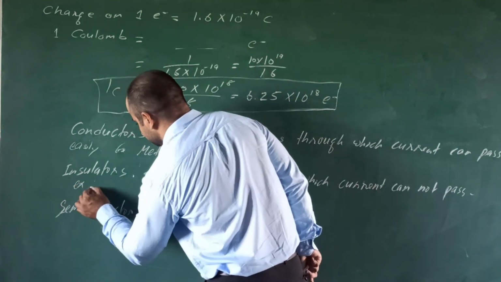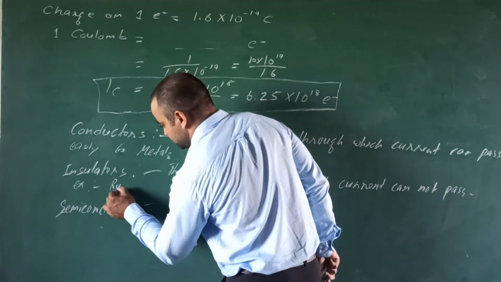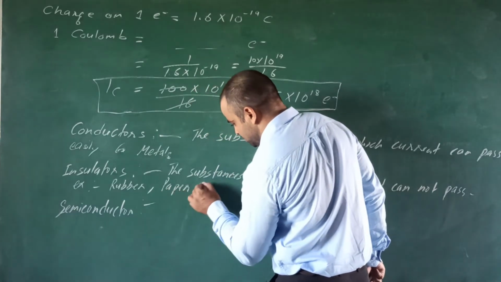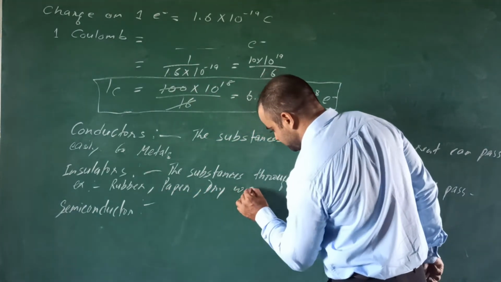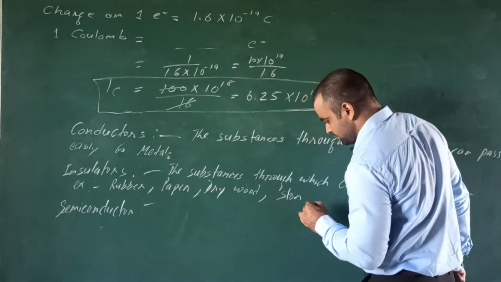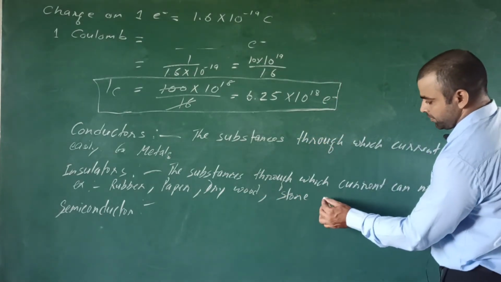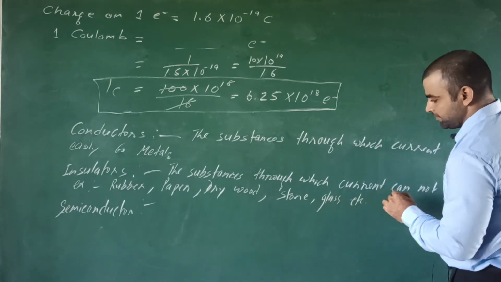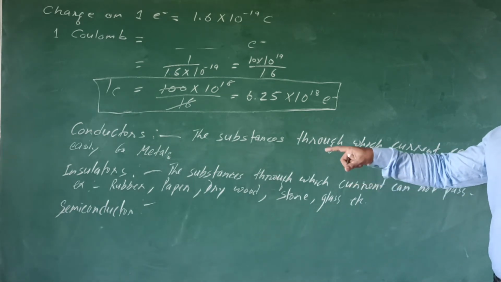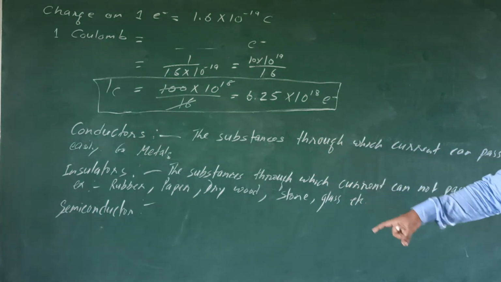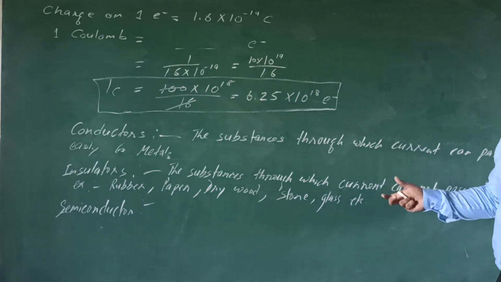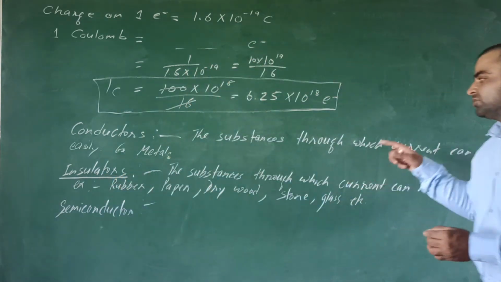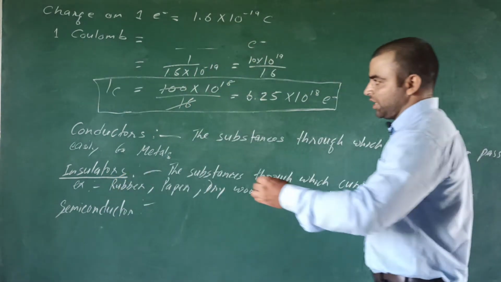Examples: rubber, paper, dry wood, stone, glass, etc. So there are some insulators: rubber, paper, dry wood, stone, glass, etc. The substances through which current cannot pass are known as insulators, and the substances through which current can pass easily are known as conductors.